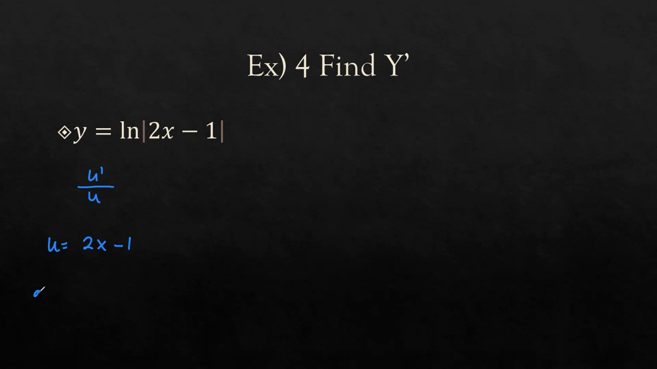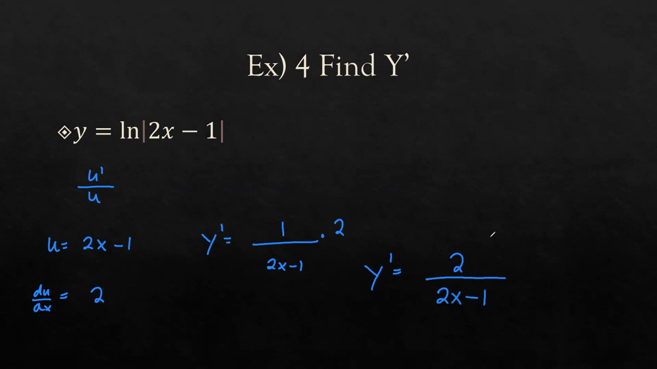My u prime, or du dx, is 2. So you can say y prime is going to be 1 over u, which is 2x minus 1, times 2. So my y prime is 2 over 2x minus 1.